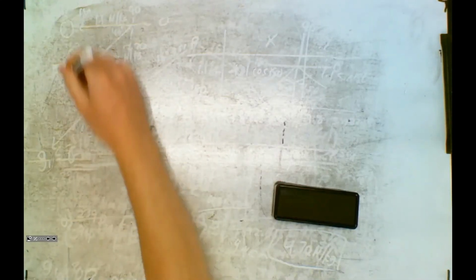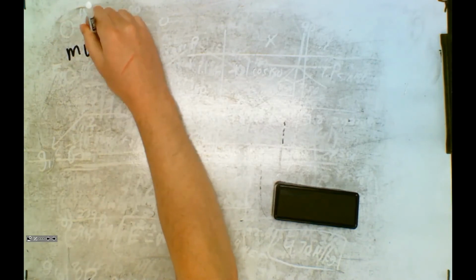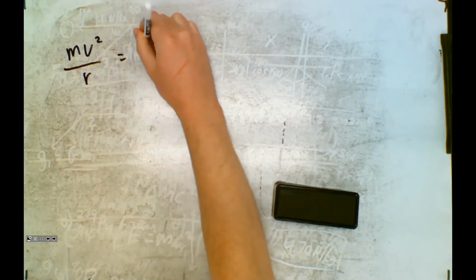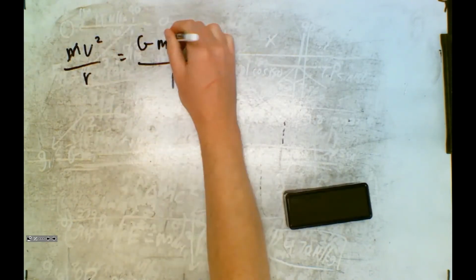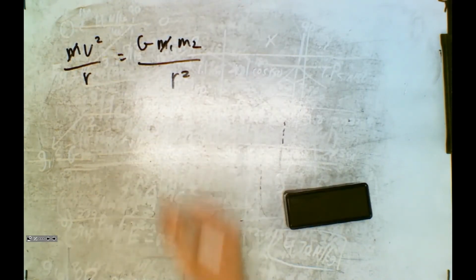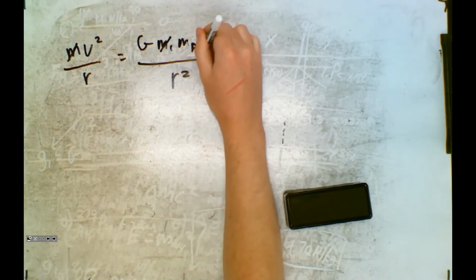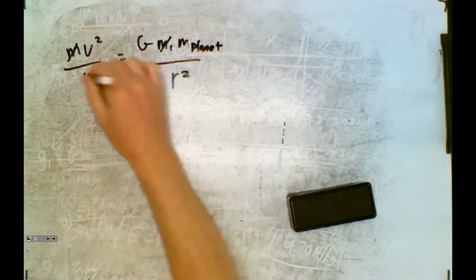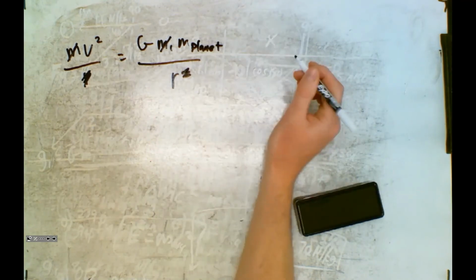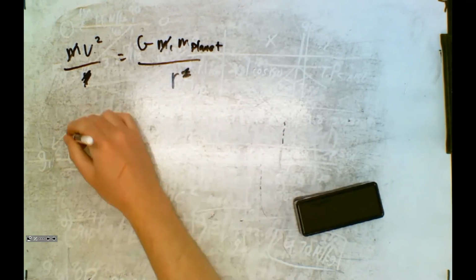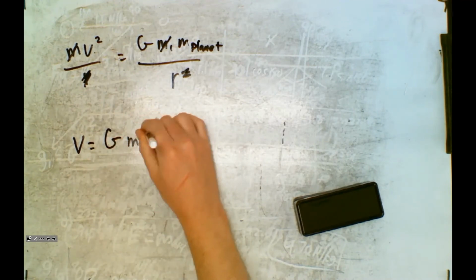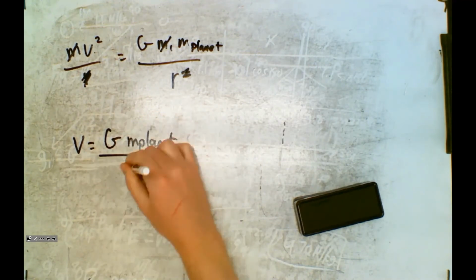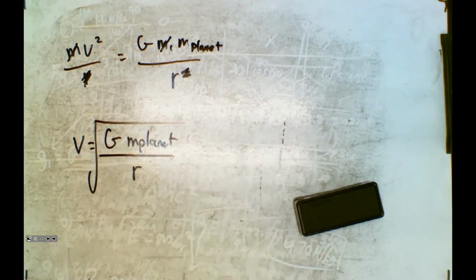So we have mv squared over r is equal to G m1 m2 all over r squared. This mass is the mass of our orbiting body, that's what cancels out. And this mass that's left over is the mass of our planet. One of these radiuses cancels out, and we're trying to find this. So to find v, our escape velocity, we just go G, mass of planet, all divided by r, and we have to square root it because our velocity is square rooted.